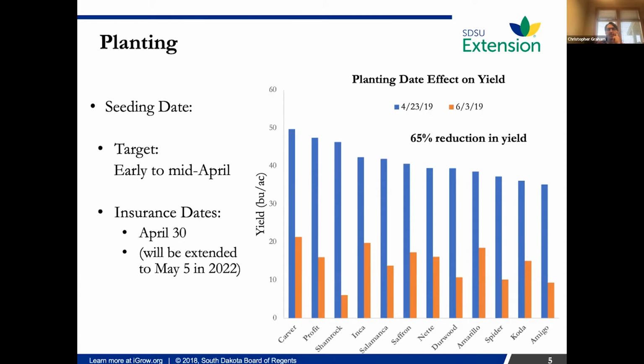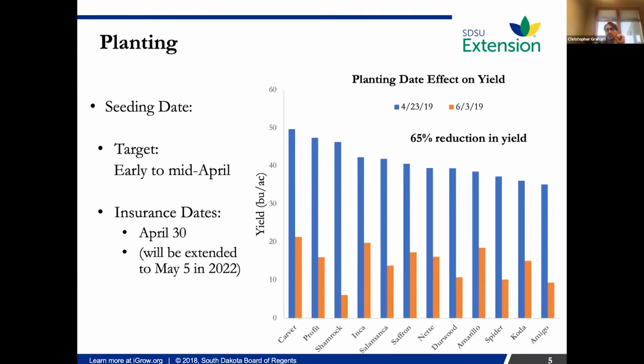So planting date, as I said, typically if you grow spring wheat, you know that later in April it's starting to get late planting, and then of course into May, and then you're really starting to get into trouble. And peas are the same way. I have the insurance dates as April 30th, and I did not confirm this, but I thought it was going to be extended to May 5th this year. And so I think that happened, but I can't confirm that.